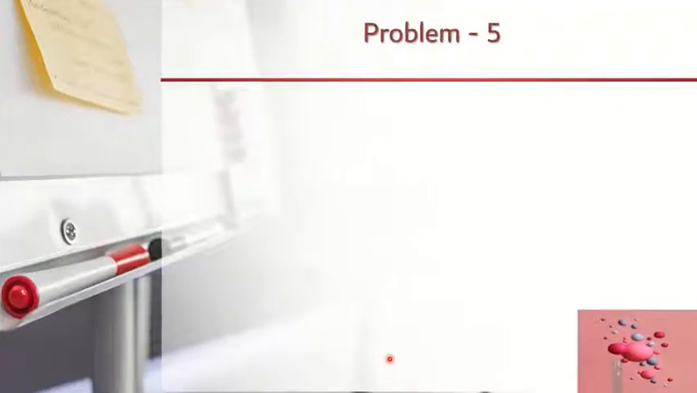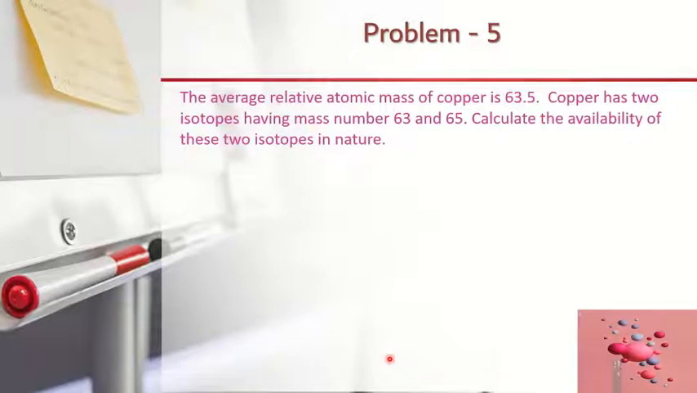Now, when the relative atomic mass and the mass numbers are given, how will you calculate the percentage of abundance? Another one: the average relative atomic mass of copper is 63.5. Copper has two isotopes having mass numbers 63 and 65. Calculate the availability of these two isotopes in nature.